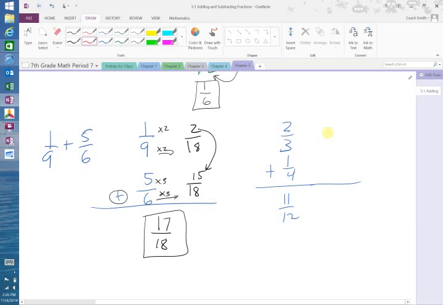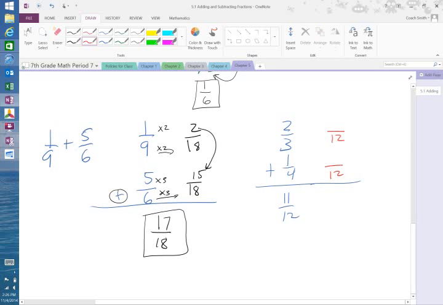We have to find common denominators for 4 and 3, which is 12. Now we have to make two equivalent fractions with the common denominator of 12 on the bottom. So here we multiplied by 4, so we do the same thing at the top, which makes it 8. Here we multiplied by 3, do the same thing at the top, which makes that 3. We have 8/12 plus 3/12 gives us the 11/12.